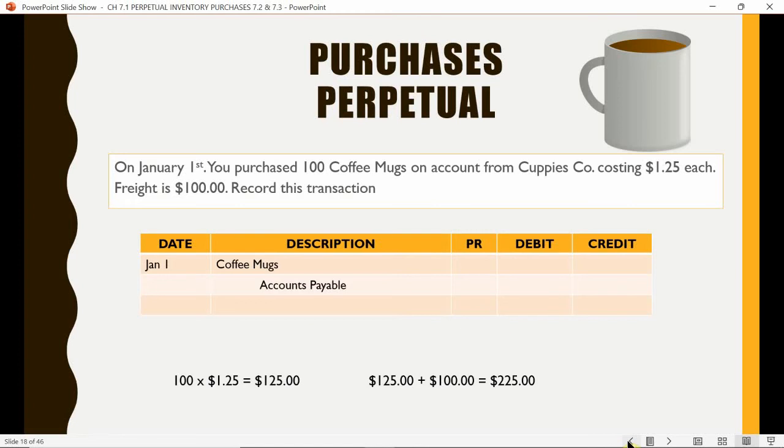Okay? So in this case, coffee mugs, that's my inventory account, coffee mugs. And because I paid it on accounts payable, it's accounts payable. Now, how much is going to go into my coffee mugs? $2.25. $2.25, right? We're going to include the selling price of the 100 mugs that I bought at $1.25, which gave me a total of $125, plus my freight of 100, because this is part of the cost of inventory. So I'm going to shove everything into inventory. So therefore, there you go. I have $125 plus $100 freight. So therefore, that's going to give me a total of $225. Okay.